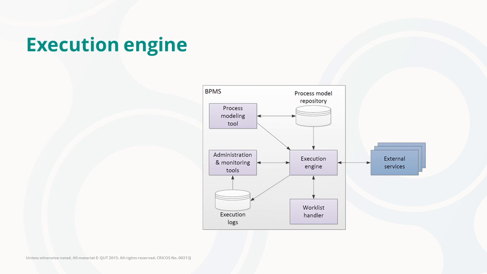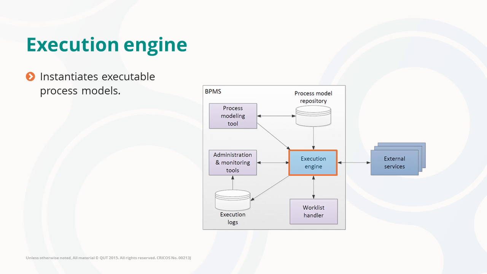The second component of a BPMS is the execution engine. The execution engine has, in essence, roughly speaking, three functions. On the one hand, it is responsible for consuming events that trigger new instances of the process model. In other words, it is responsible for instantiating the process model, that is, creating new instances of the process.